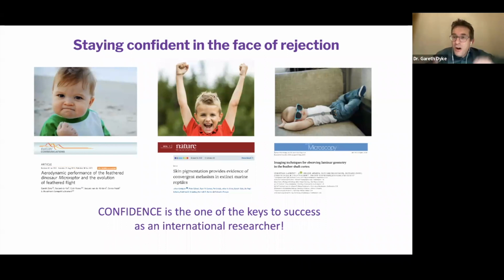It's happened to me on a number of occasions. I have several examples of high-profile papers that got published.